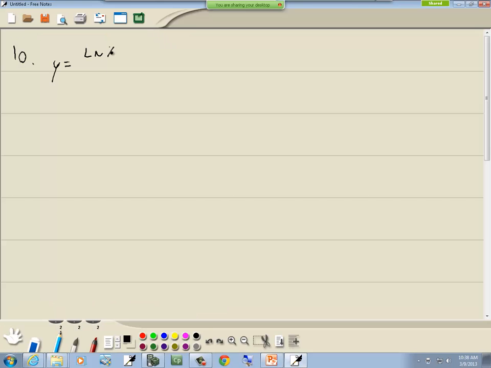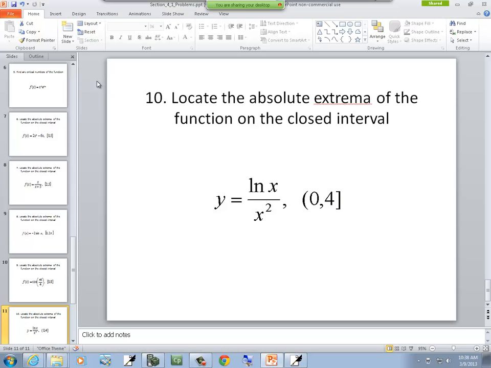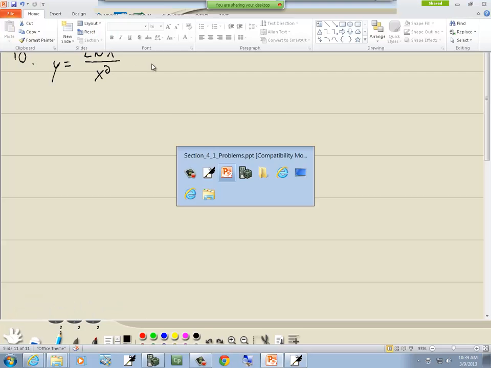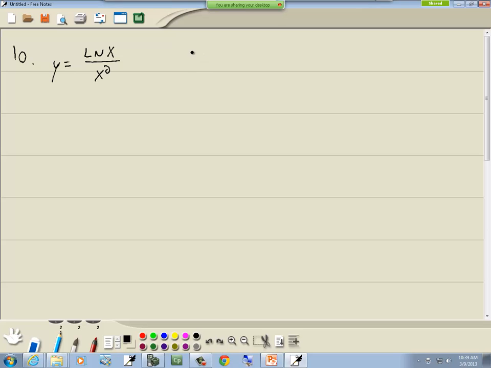Let's see. Natural log of x over x squared from 0 to 4. Now notice the 0 has a parentheses on it, so it doesn't include that because actually our graph doesn't exist at 0. But there's a bracket on the 4, so we're only going to have one endpoint here.